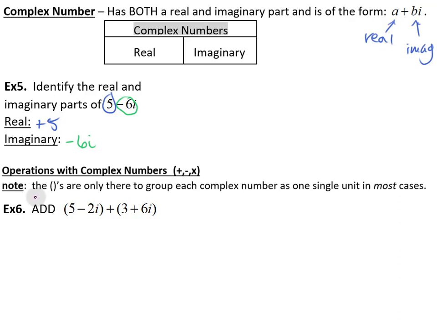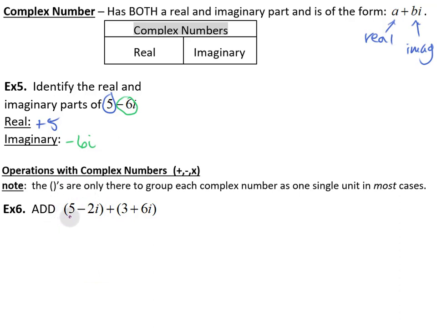As a note, because for some reason this confuses a lot of people, the parentheses are only there to group complex numbers as a single unit in most of the cases. So just because you see parentheses doesn't mean you need to multiply or FOIL. In fact, we are just adding these two complex numbers. It even says add. So here's how we add complex numbers.